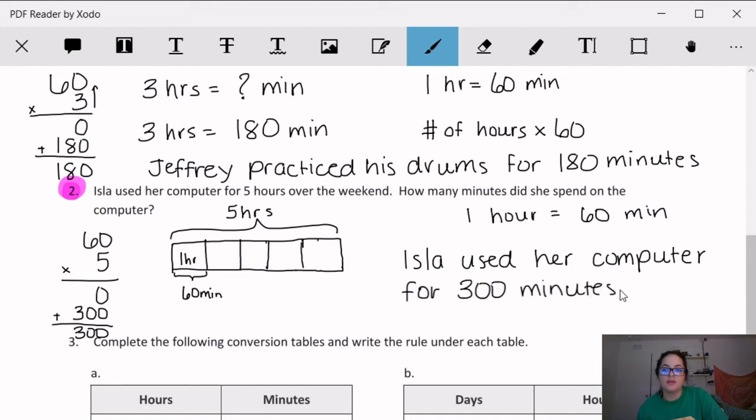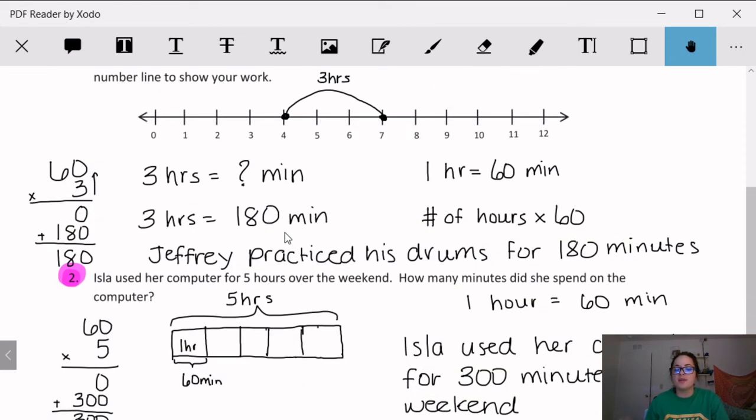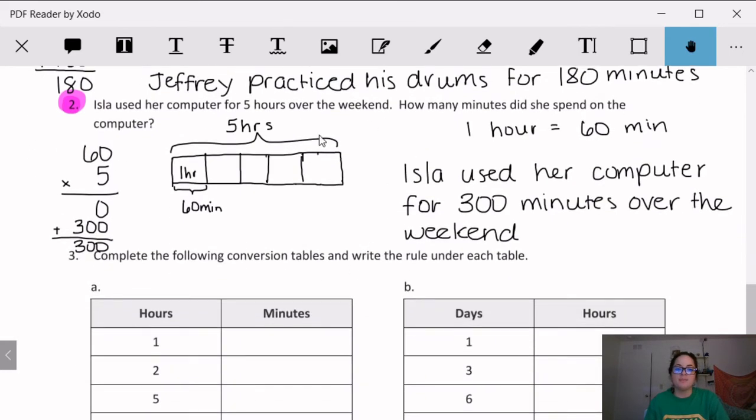Making sure to include my unit. Okay, so that is it for number 2. Hopefully you found that helpful in completing the must do on the problem set. Let's go ahead and move on to the next question.